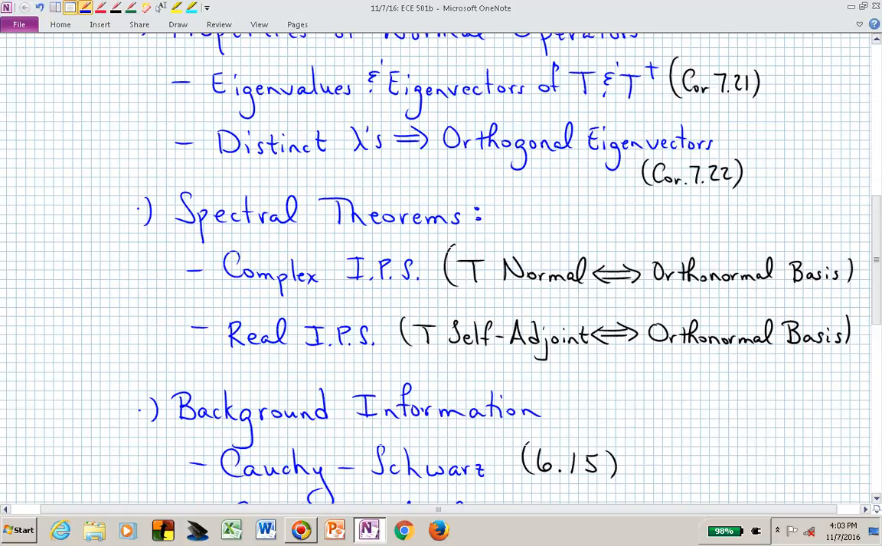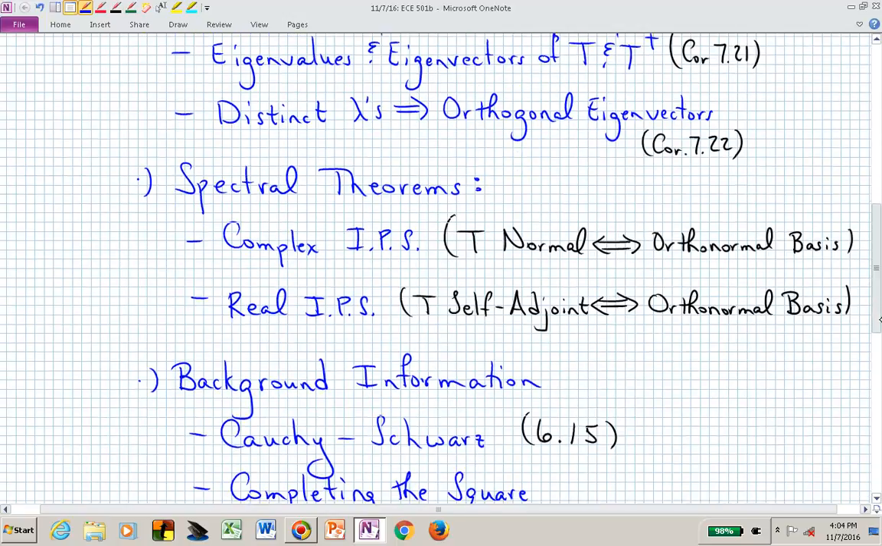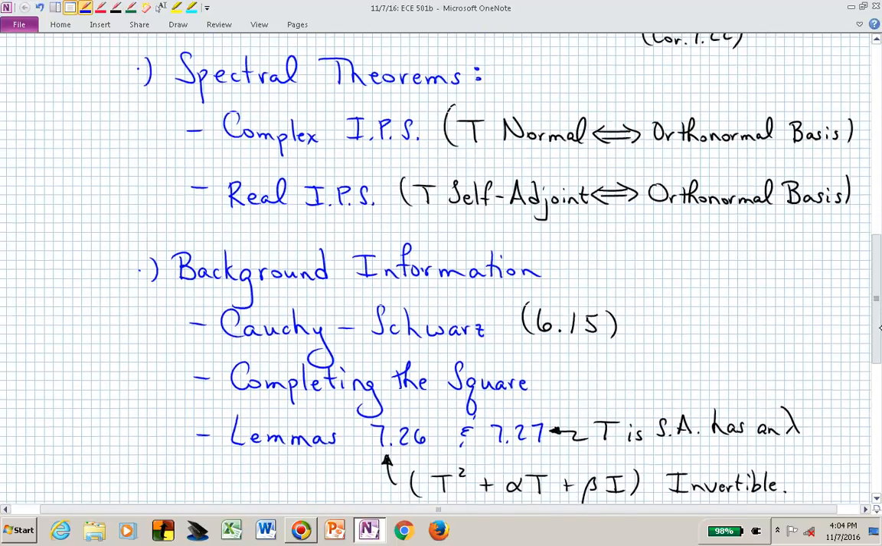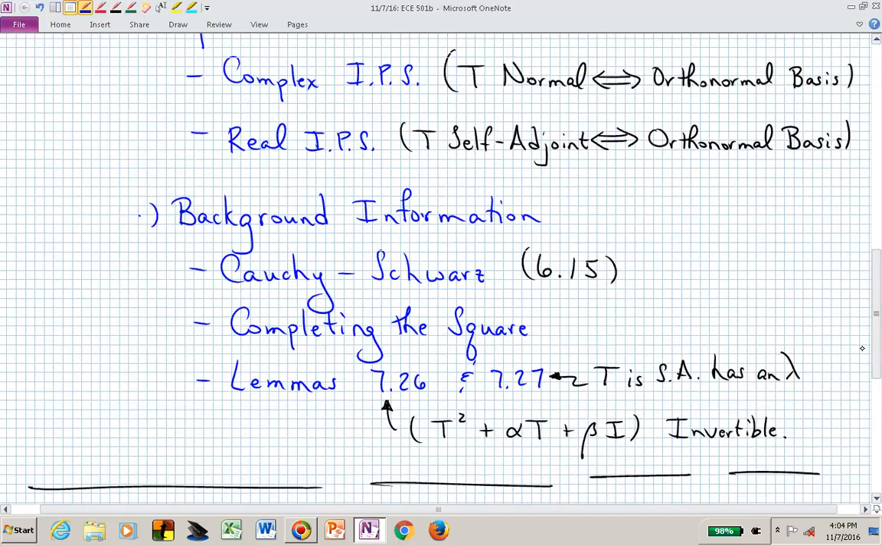And when we're dealing with a real inner product space, we have to narrow down what allows us to yield an orthonormal basis, and that's to require that the operator is not just normal, but more narrow and is self-adjoint, which means that T is equal to its dagger. When it's normal, that just means that T and its adjoint commute. And that's not quite as restrictive as it being self-adjoint.